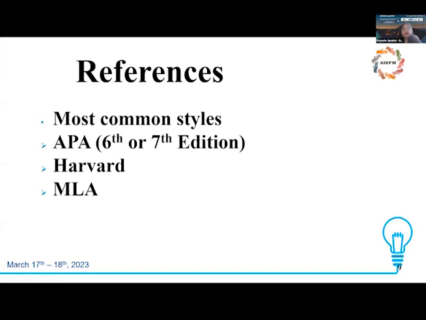When we talk about references, these are the most commonly used styles for referencing. It can be APA, 6th or 7th edition. It can be Harvard or it can be MLA. But again, if you are writing it for specific journals, you need to go to the journal guidelines and look into their specific guidelines and prepare your manuscript accordingly.